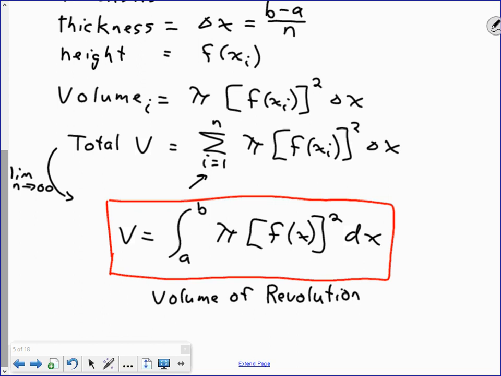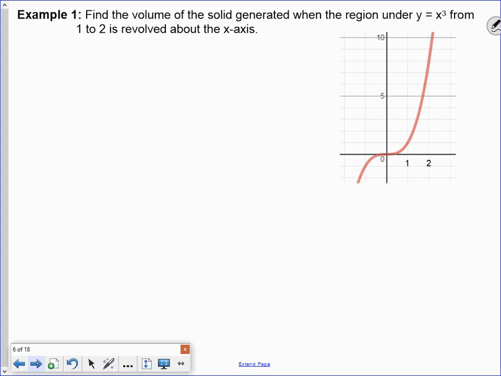Okay. And I'm going to put in brackets disk, because each of our little volume elements that we've been using have been in the shape of a disk. So what does this look like when we apply it to an actual question? Here's our first example. Find the volume of the solid generated when the region under x cubed from 1 to 2 is revolved around the x-axis. So the region that we're looking at is this region in here.